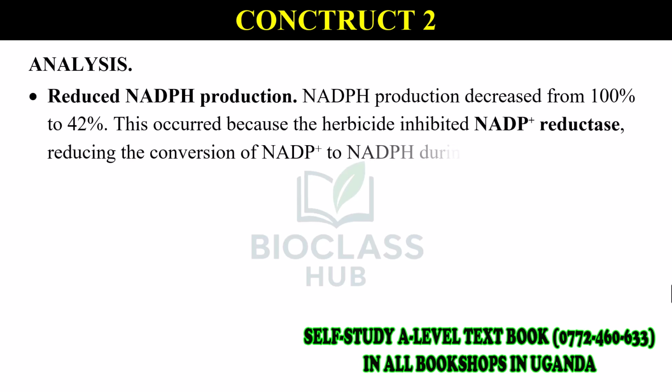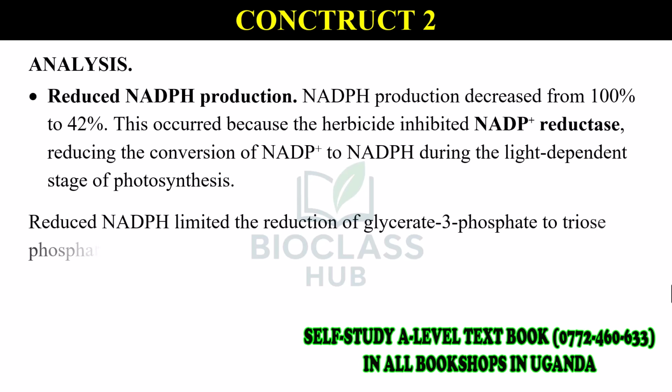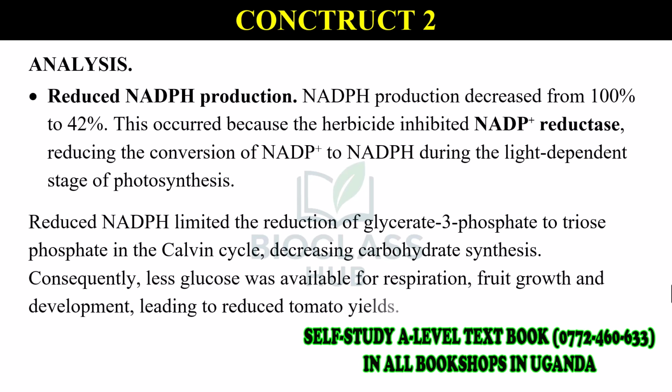This occurred because the herbicide inhibited NADP plus reductase, reducing the conversion of NADP plus to NADPH during the light-dependent stage of photosynthesis. Reduced NADPH limited the reduction of glycerate 3-phosphate to triose phosphate in the Calvin cycle, decreasing carbohydrate synthesis. Consequently, less glucose was available for respiration, fruit growth, and development, leading to reduced tomato yields.